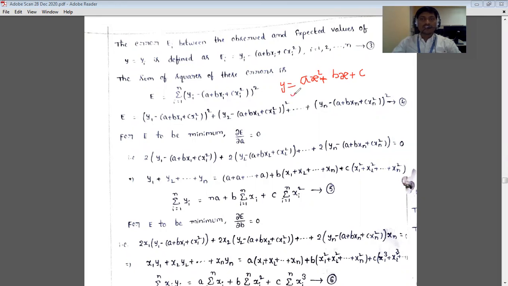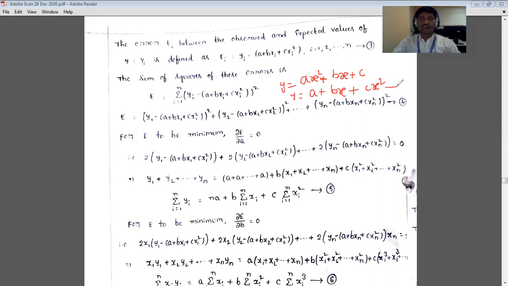In some cases, others write it as a plus bx plus cx square. Like this also they will write. Any form we can use. Here the degree of the polynomial is 2. So this is degree 2, and for that we say polynomial. In other words, we also call it quadratic.